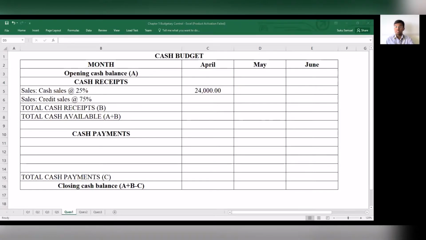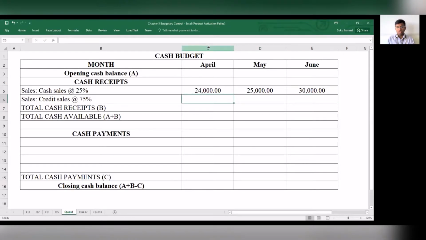Your total sale is 1 lakh. Out of 1 lakh sale, what is the percentage which is cash? That is 25%. So 25% of 1 lakh, that is 25,000. Then you have 1 lakh 20,000. So 1 lakh 20,000 and 25% of this works out to be 30,000. So June month, 1,20,000, that works out to be 30,000.